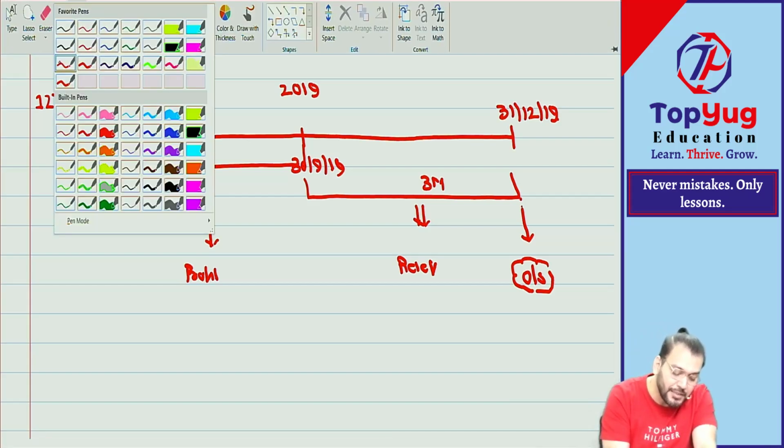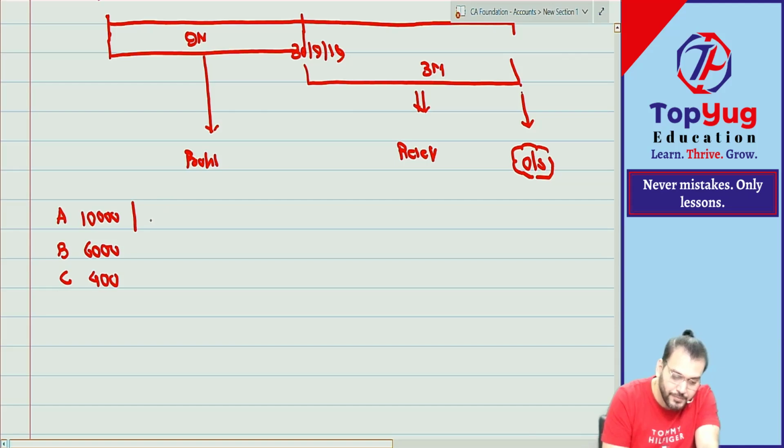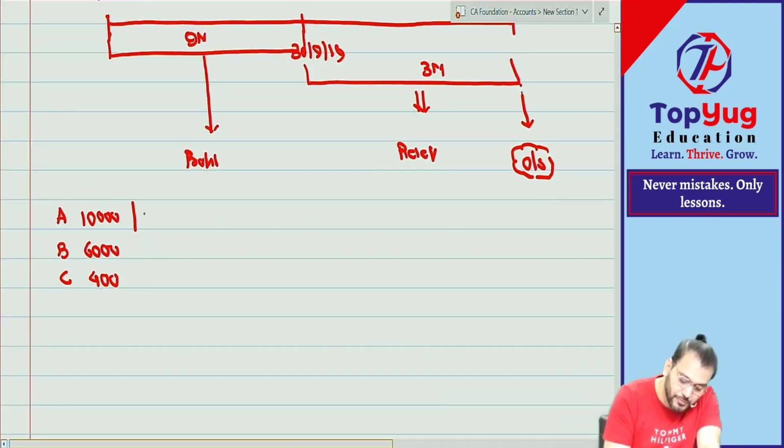So what is the fixed capital they have given? They have given A, B, C. What is the fixed capital? A how much? B how much? C how much? 4000. And they have given A's current account also, how much? They have given 450 also. 450 current account. They have not given this. Why is it not given? Let me understand. This is the capital account. This is the current account.